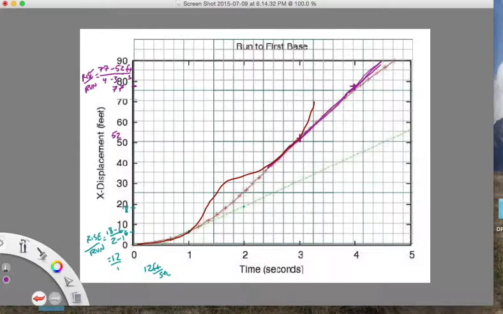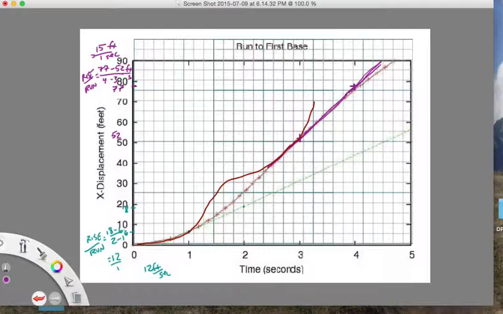So 77 minus 52, what is that? It's 8, and 8 plus 7 is 15. So it's 15 feet for every 1 second. That's the instantaneous velocity at 3 seconds.